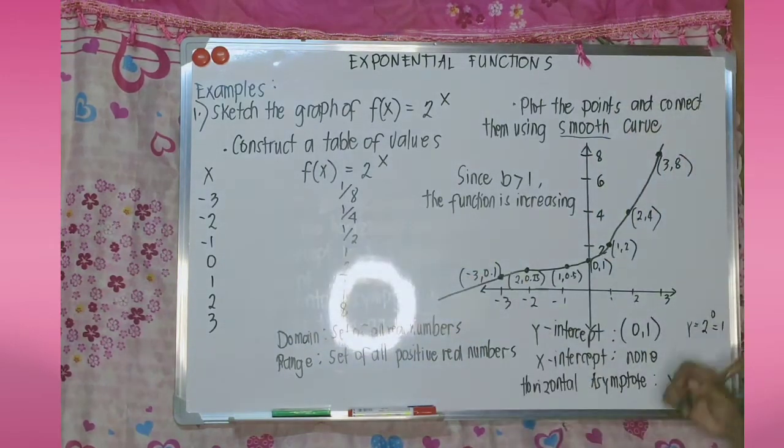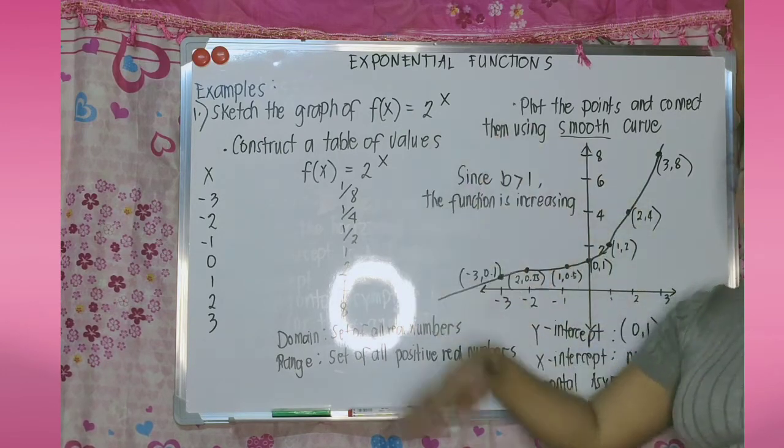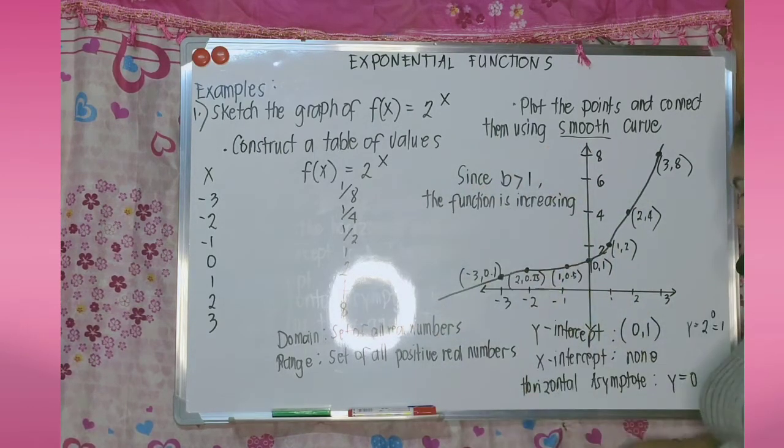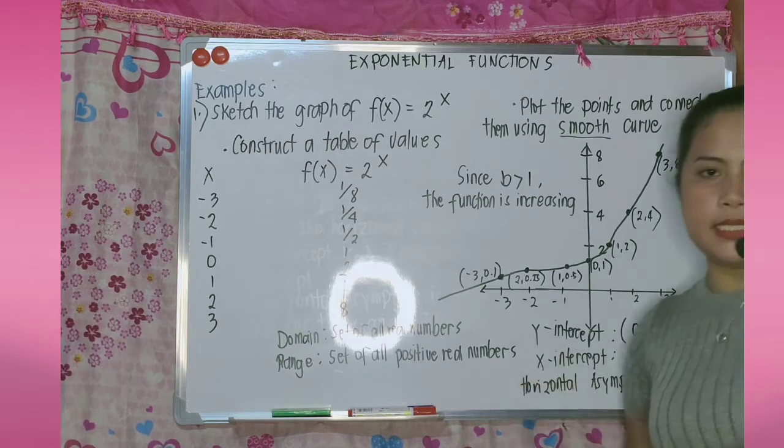Okay? So, yun then, for x-intercept, none. Okay, so, bakit none? So, balikin natin kanina yung properties. So, x-intercept is none. Then, horizontal asymptote is y = 0. Okay po? So, of course, 0. Okay, so let's proceed to our next example.